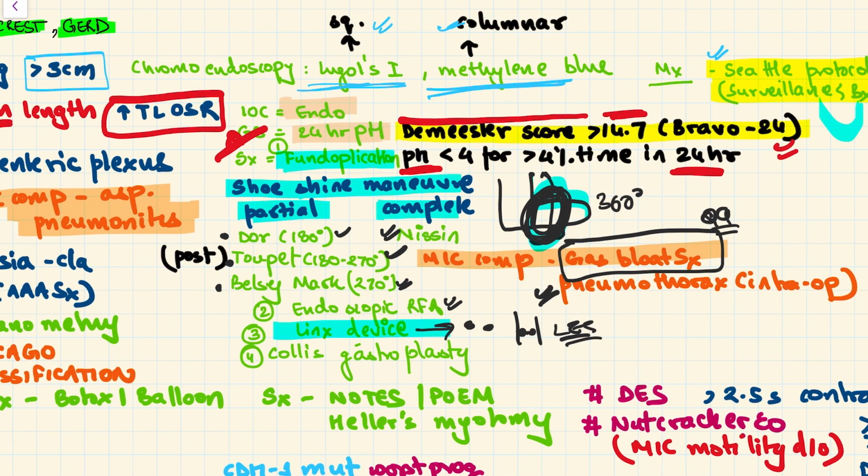Now, we studied that with Nissen's fundoplication, the most common complication was gas bloat syndrome. So to prevent this, what we do is a floppy Nissen's fundoplication. That is, we just don't tighten it too much so that it causes such symptoms.